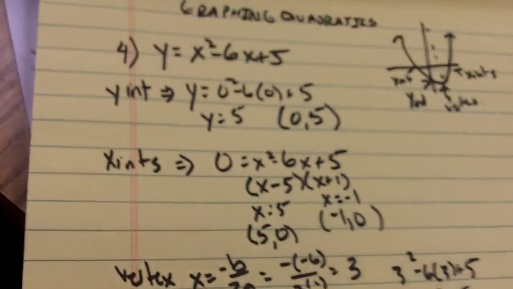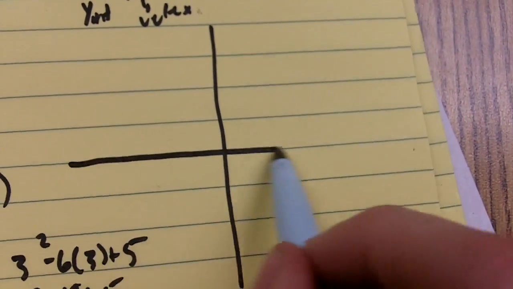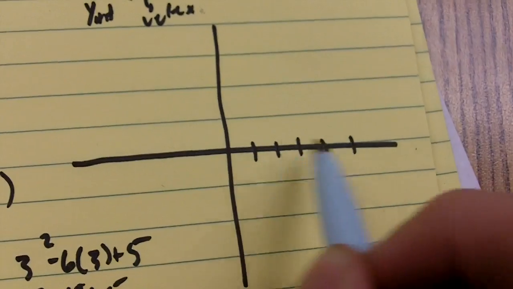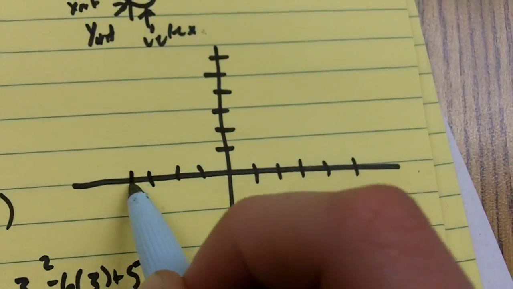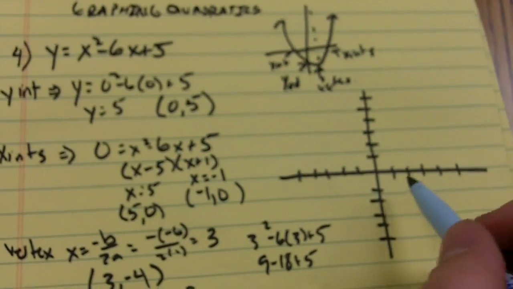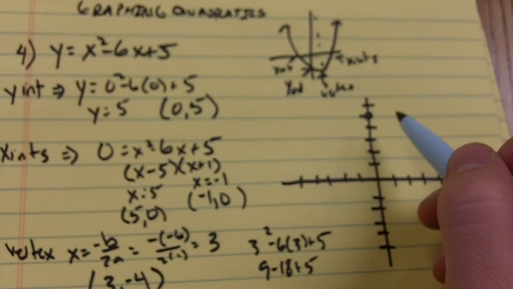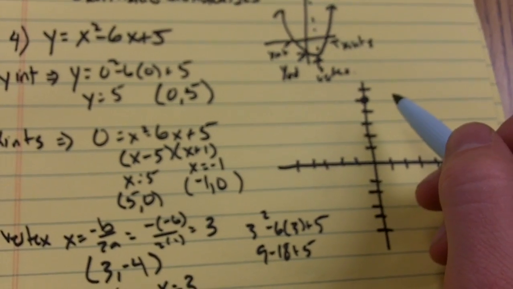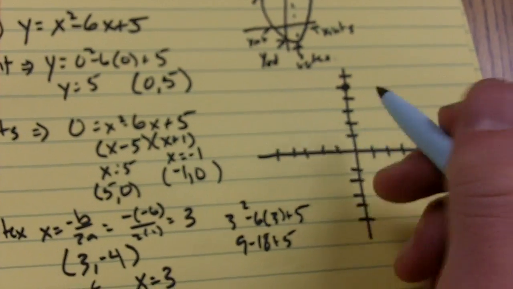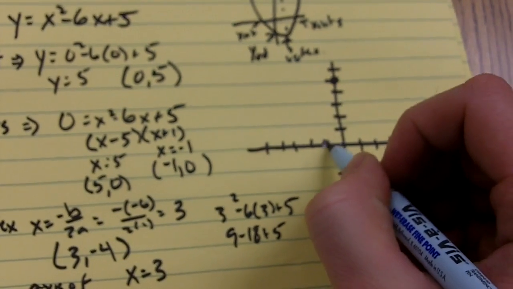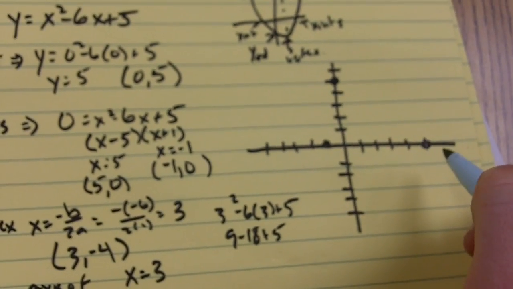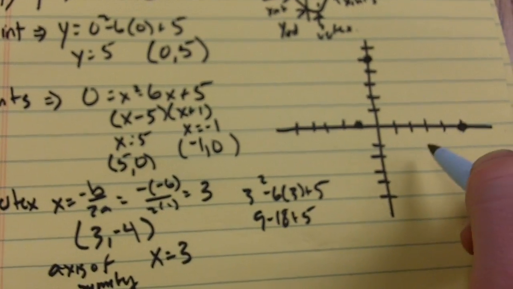If you want to graph this then, it wouldn't be too bad. Make ourselves a little graph. You have graph paper at your disposal, so yours should be looking better than mine does. I'm just going to quick sketch the things that we need to have on here. As we start graphing, I have a y-intercept of (0, 5): 1, 2, 3, 4, 5. I have x-intercepts of (5, 0) and (negative 1, 0). I have a vertex at (3, negative 4).